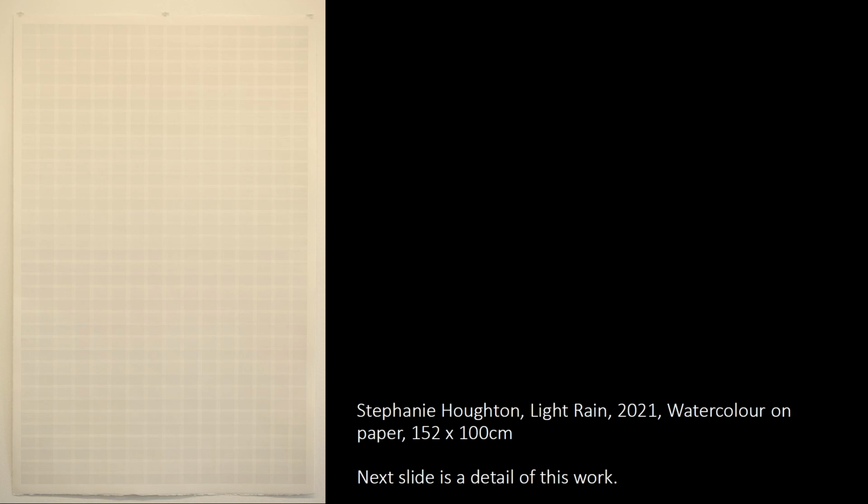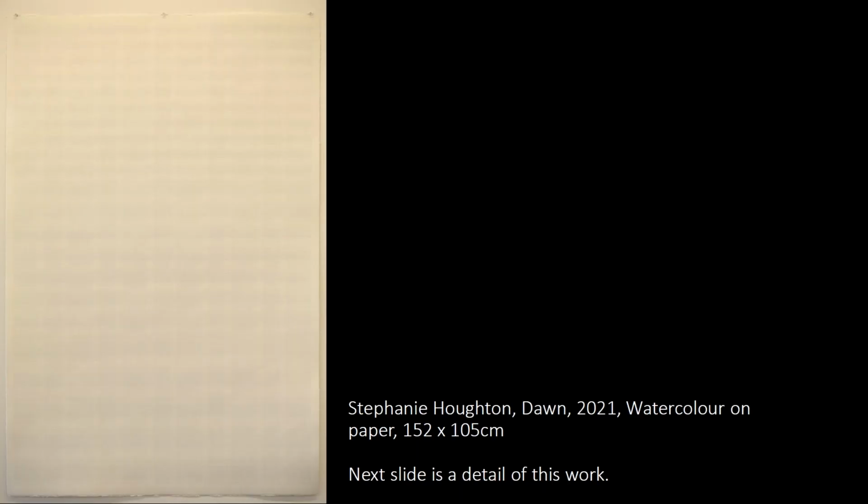These images I've had to tweak a little bit in Photoshop so that you can actually see them, because they're incredibly subtle works. These are watercolor on paper, and you can see this work is 152 by 100 centimeters. Here's a detail of the work. These are very subtle works that Stephanie creates by masking off sections of the watercolor paper and creating these grids. Really beautiful works. And once again, an idea about experimentation where the experiments are very controlled.